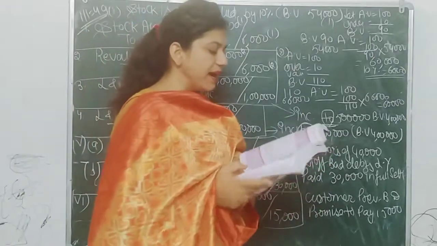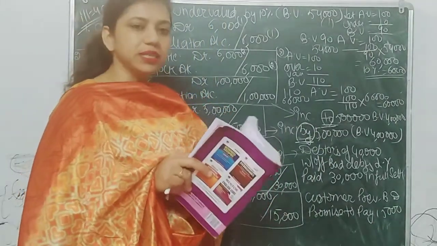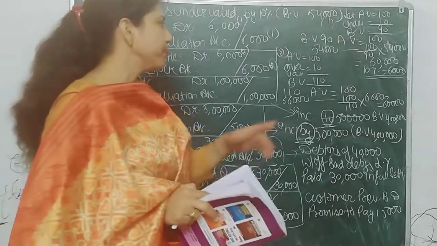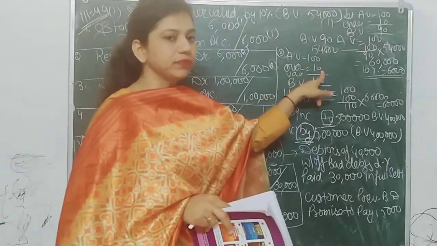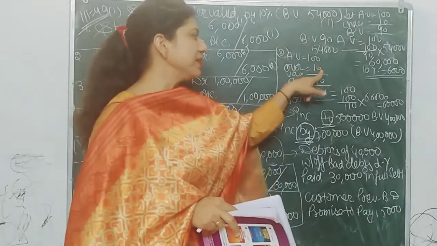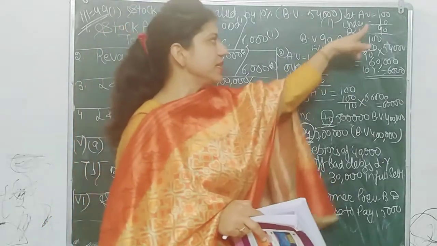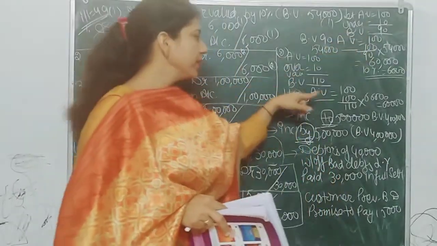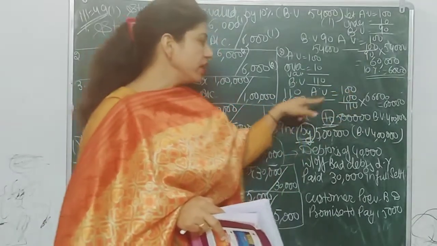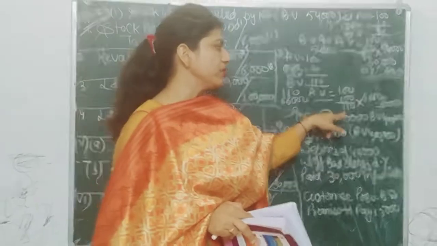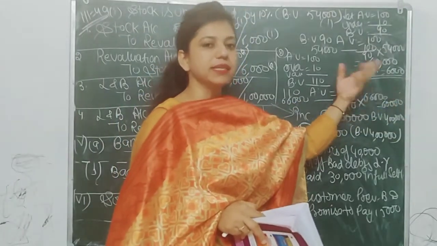In the next point, we have stock is overvalued by 10% and the book value is 66,000. So actual value is 100, overvalued by 10, so book value will be 100 plus 10, 110. If it is overvalued, then we have to add. If it is undervalued, then we have to subtract. So if book value is 110, then actual value is 100. If book value is 66,000, then actual value will be 60,000. So 10% of 60,000 is again 6,000.